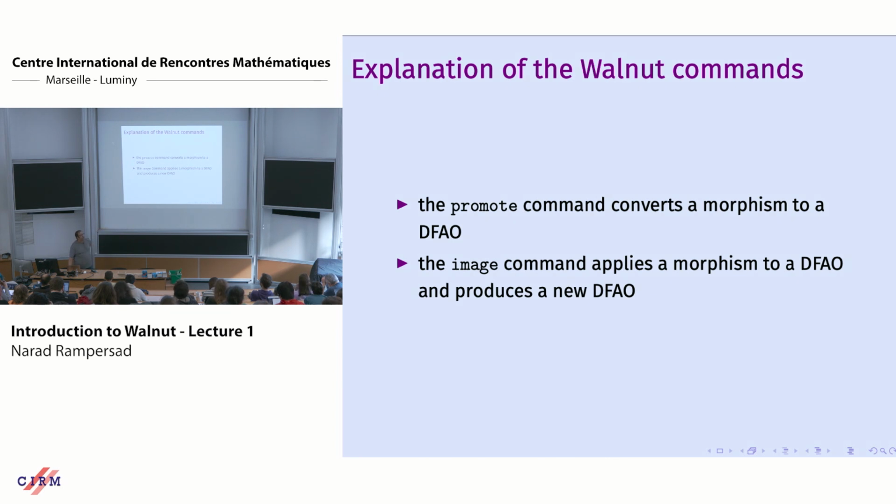This is what I said. Promote converts the morphism to a DFAO. Image applies a morphism to a DFAO and produces a new DFAO.